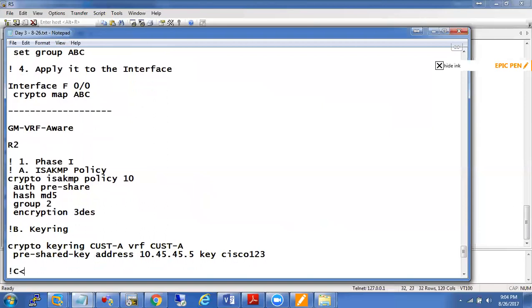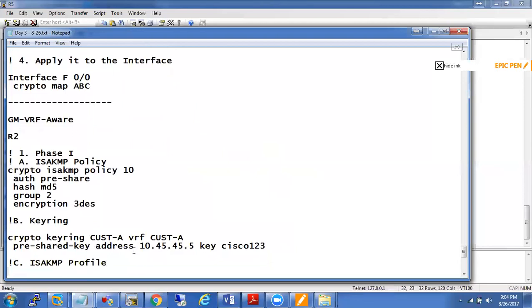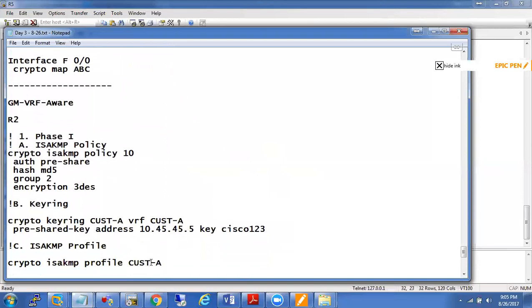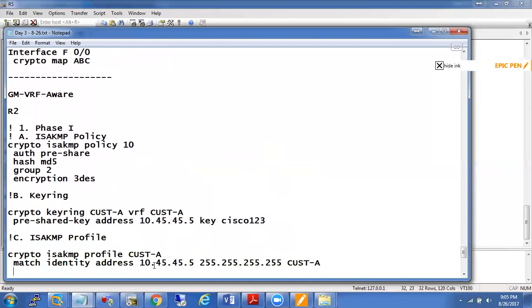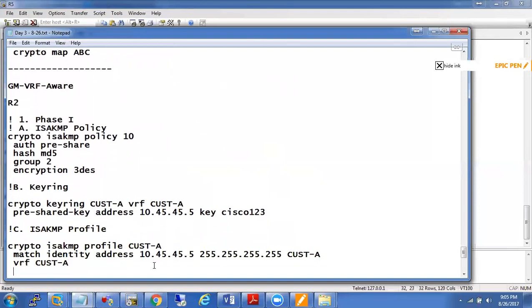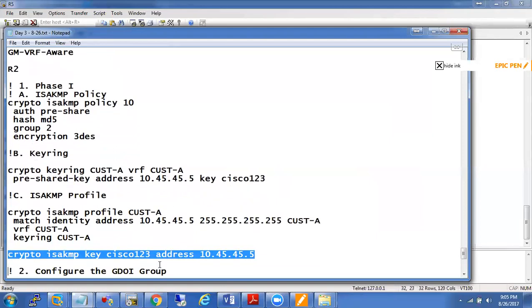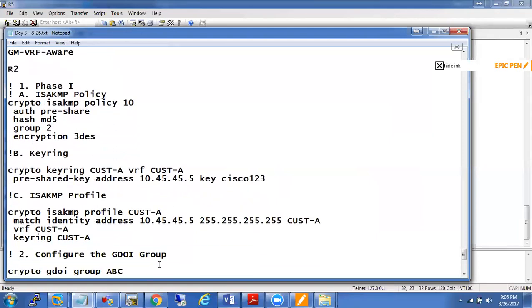And then the third thing is the ISAKMP profile. Crypto ISAKMP profile, let's call it cust A, just keep it simple. Match identity address 10.45.45.5, 255.255.255.255, and the VRF is cust A, and the keyring is, call it cust A. Just keep it the same so it becomes easier. So I don't need this key over here, instead I have this.